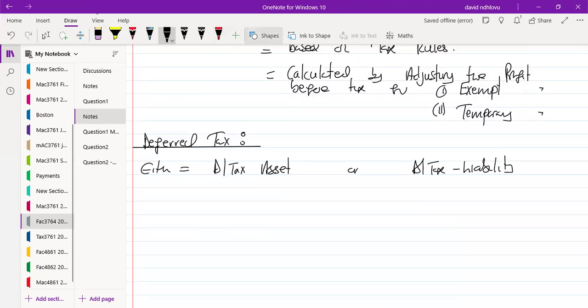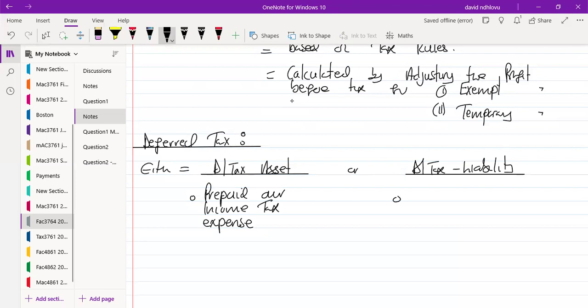All right, so I did give a formal definition in the prior week. You can visit last week's lesson for the formal definition. But I did explain that a deferred tax asset simply means that we would have prepaid our income tax expense for a particular period. With a deferred tax liability, it means that there is an accrual of the income tax expense amount.